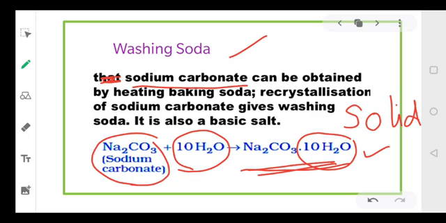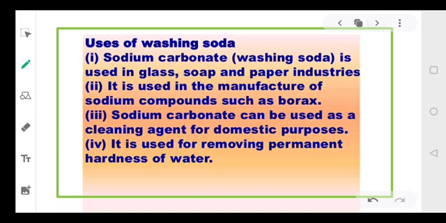Have you ever seen mishri? Like mishri sugar, they are in the form of crystals. So sodium carbonate is also formed in the form of crystals, although it contains 10 molecules of water. As the name suggests, washing soda is used in making soaps, glass and paper industries. It is also used to make certain sodium compounds like borax, and as a cleaning agent for domestic purposes. Suppose you want to clean your floor or your car, then you use some amount of detergent soap.